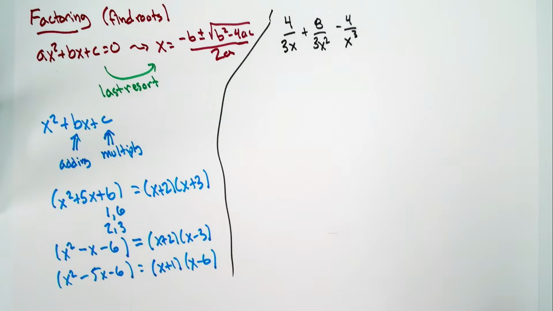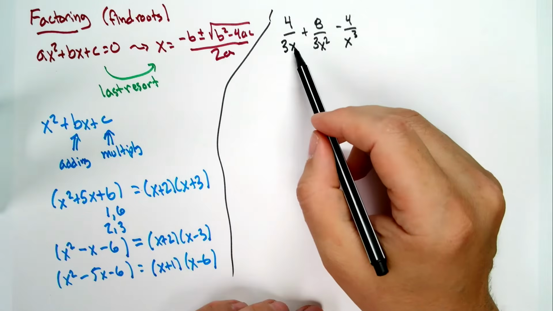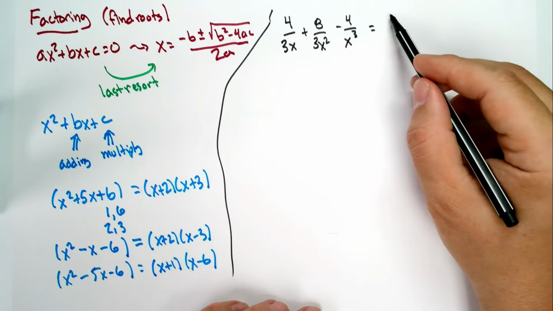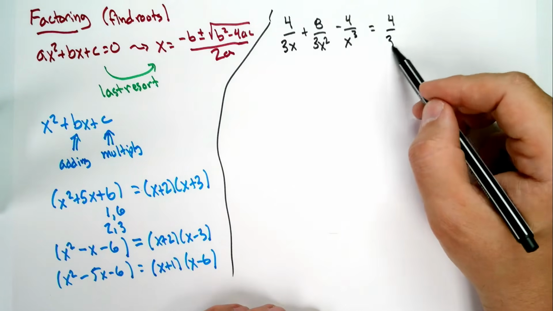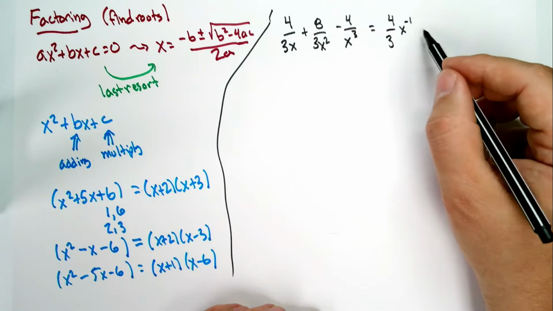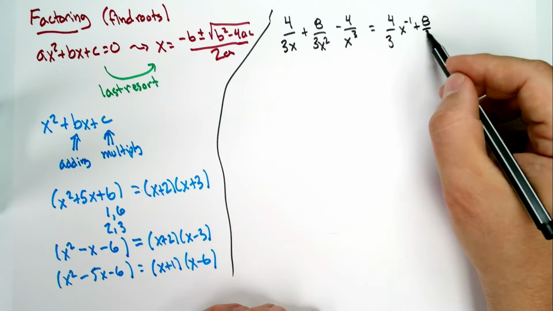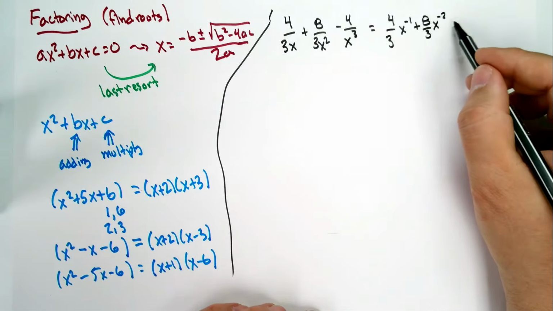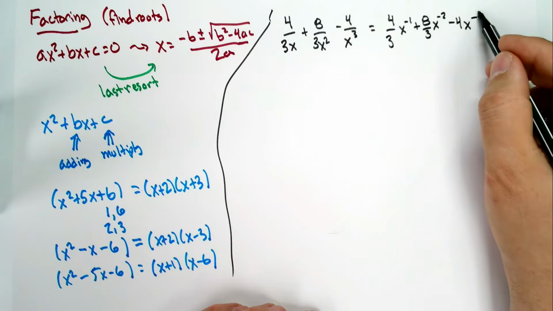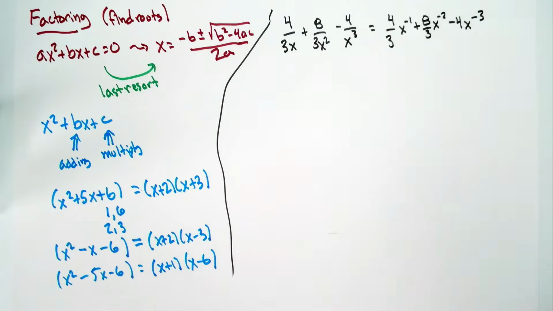Well, one of the things to do is to say, okay, let's think about what's going on here. First thing is the x's, we can rewrite that as negative powers. So I can say this is 4 thirds x to the negative 1 plus 8 thirds x to the negative 2 and minus 4 x to the negative 3. And now when you have an expression like this, one of the things you should say is factor out what's in common. So we're going to factor out the common terms.